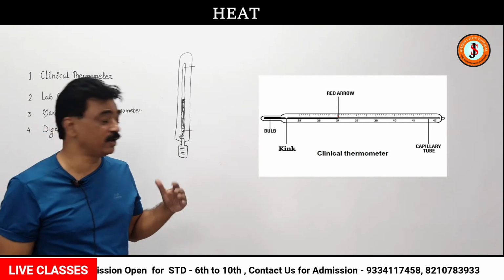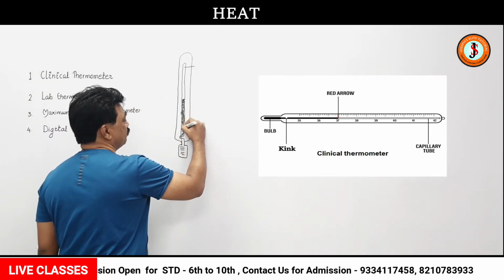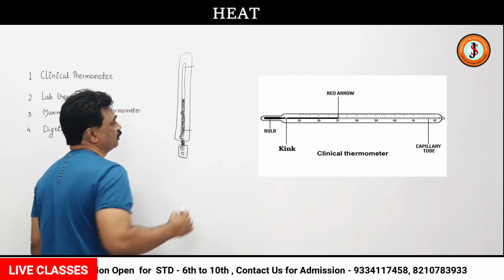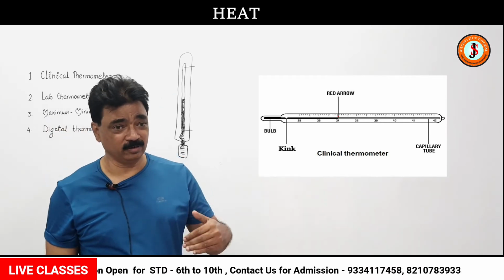Secondly, they ask you the question, why do we take up mercury only as a thermometric liquid? Say, this black thing is mercury. So why do we take mercury as a thermometric liquid? You have to tell, number one, it is a liquid, so it will expand, then it will move ahead.